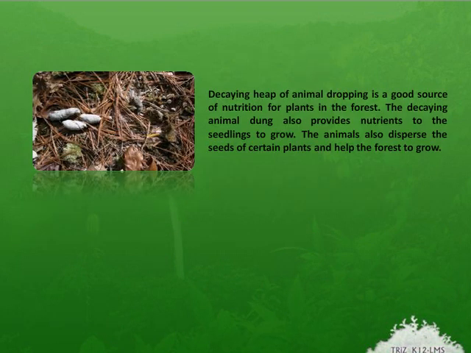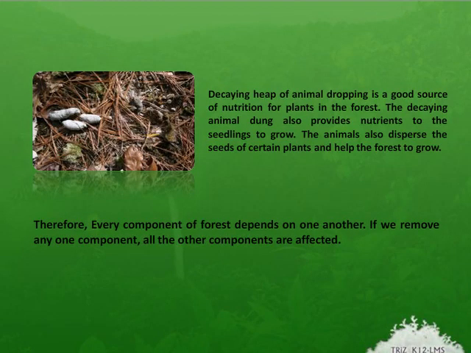Decaying heaps of animal droppings are a good source of nutrition for plants in the forest. The decaying animal dung also provides nutrients to the seedlings to grow. The animals also disperse the seeds of certain plants and help the forest to grow. Therefore, every component of the forest depends on one another. If we remove any one component, all the other components are affected.